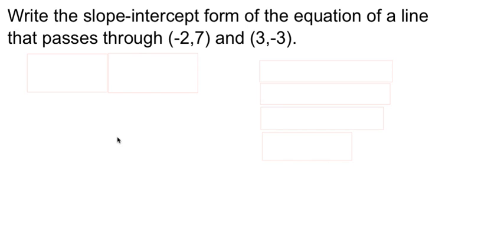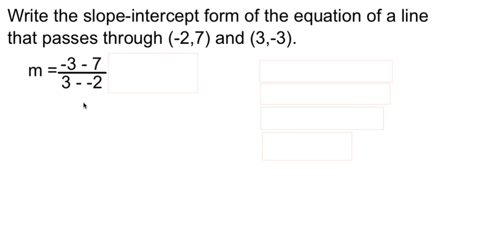Let's do another one where we don't even have the slope. All they've given us in this problem is 2 points, and they want the slope-intercept form for the line. Well, the best way to go after this is to first work off of point slope, which means you need a point. We've got 2 of those, and we need a slope. So let's find the slope.